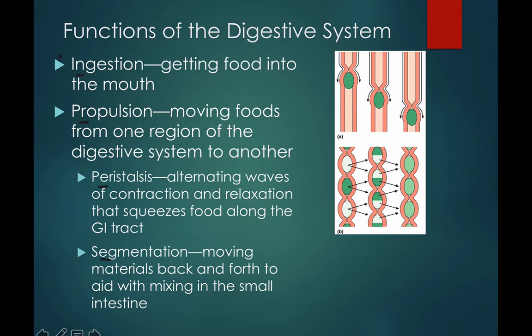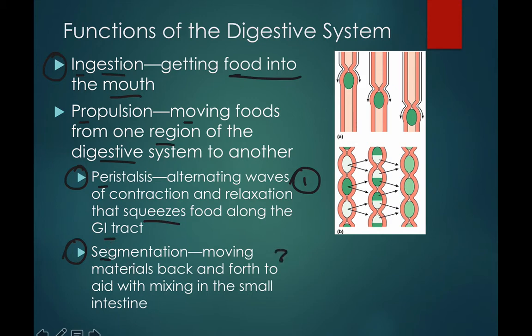So I think this first one is pretty self-explanatory. Ingestion just means that you need to be able to have a way to get food into your mouth. So that's ingestion. Propulsion is a little bit more complicated. Propulsion has to do with the moving of foods from one region of the digestive system to another, and that occurs in two different ways. The first one I think we've already talked about if you've watched some of the other videos on the digestive system, but peristalsis is the alternating waves of contraction and relaxation, and it basically squeezes food along the GI tract.